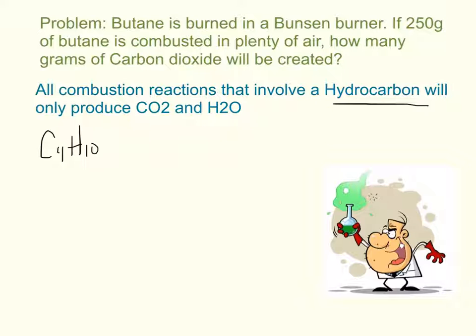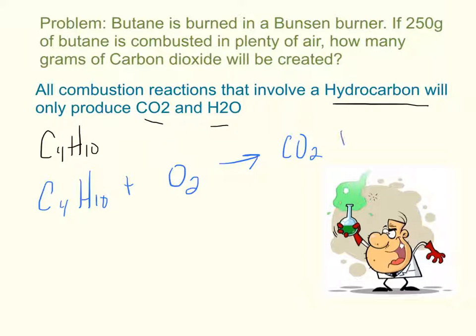We call these hydrocarbons. And when we have these, and we know that they're combusted, or burned, as it says here in this problem, the only products that will ever be produced are carbon dioxide and water, CO2 and water. So if we were to write this formula here, we would say butane, C4H10, plus O2 will create carbon dioxide plus water. All right? And that's how we would create this chemical equation for any combustion reaction on a hydrocarbon.